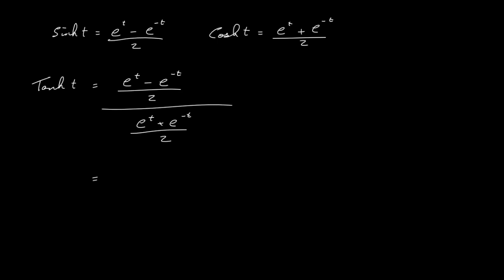So if we just flip the denominator and multiply, the 2's will cancel, and we'll get e to the power of t minus e to the power minus t over e to the power of t plus e to the power minus t. Now dividing above and below the fraction by e to the power of minus t, we'll get e to the power of t over e to the power minus t minus 1 over e to the power of t over e to the power minus t plus 1.